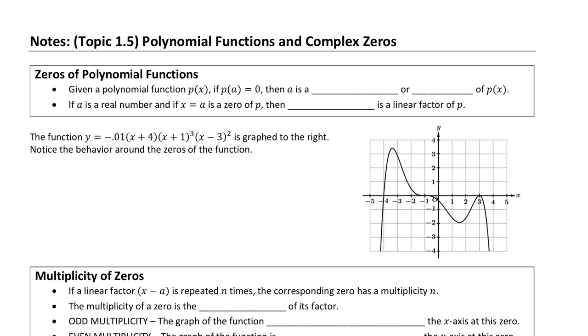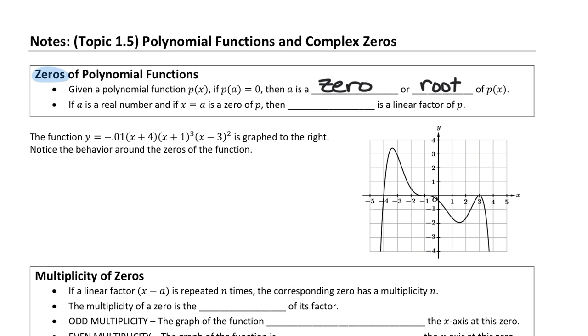First things first, when we're talking about a zero of a polynomial function, we are talking about the places where the graph crosses the x-axis. It is when the function p of a is equal to 0, which is called a zero or a root or an x-intercept or a solution for the polynomial. You'll see all of those, but we use the word zero the most. It is a zero of the polynomial function.